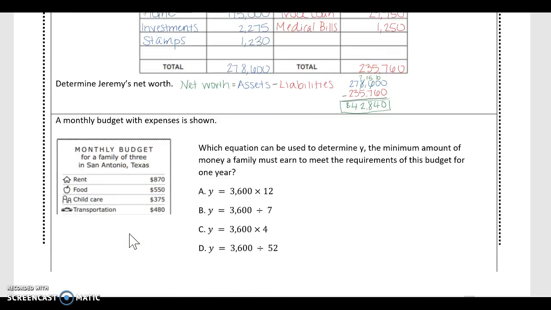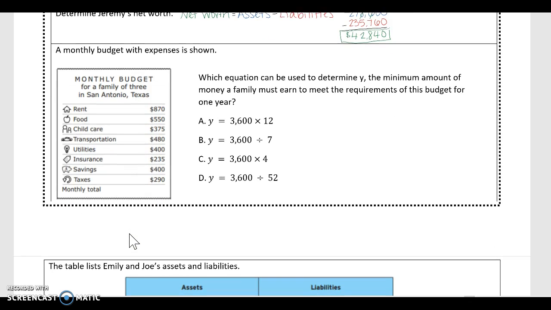All right, so the next thing we're going to look at is a monthly budget with expenses. So this example problem says, which equation can be used to determine the minimum amount of money a family must earn to meet the requirements for budget in 1 year? Okay, so if this is a monthly budget, right? How many months are in a year?